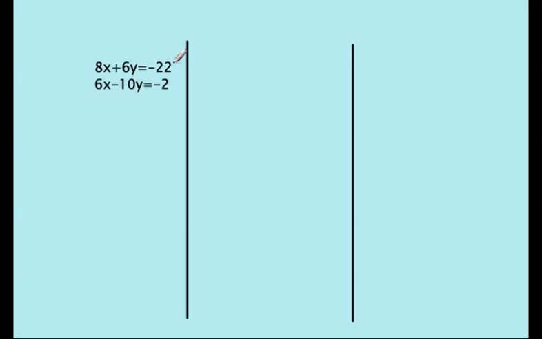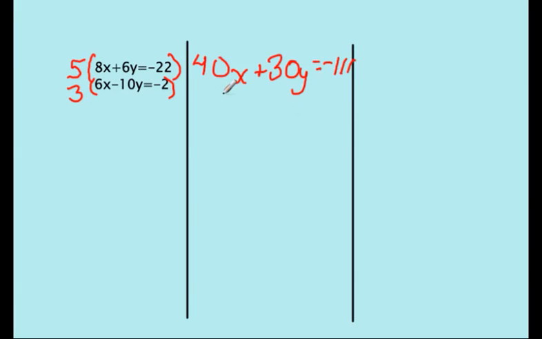What number could we make the y's? I'm thinking we should make them 30. So let's multiply the top equation by 5 because 5 times 6 is 30. And we're going to multiply the lower equation by 3. This gives us 40x plus 30y equals negative 110. For our second equation, we have 18x minus 30y equals negative 6.